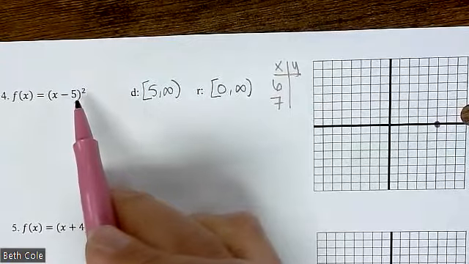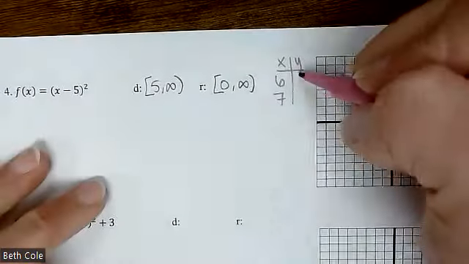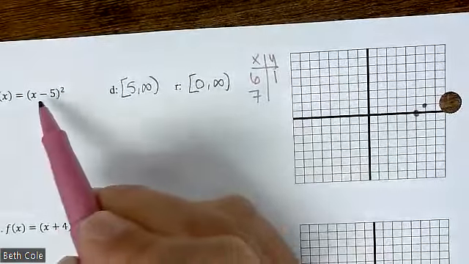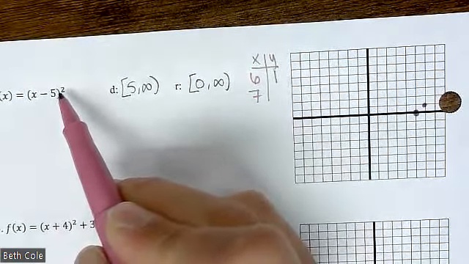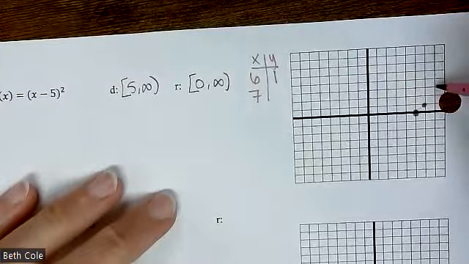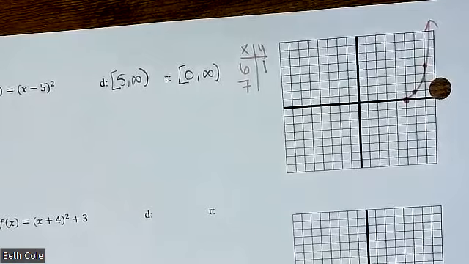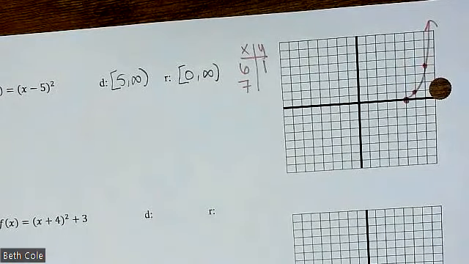6 minus 5. 1 squared, 1. Good. If you guys stay with me, that'll be nice and easy. 7 minus 5. 2 squared, 4. And look, you only get half of the graph. It's kind of lonely, but you can only do half, or the inverse won't be a function. It won't pass your vertical line test. Oops, this was a 4.